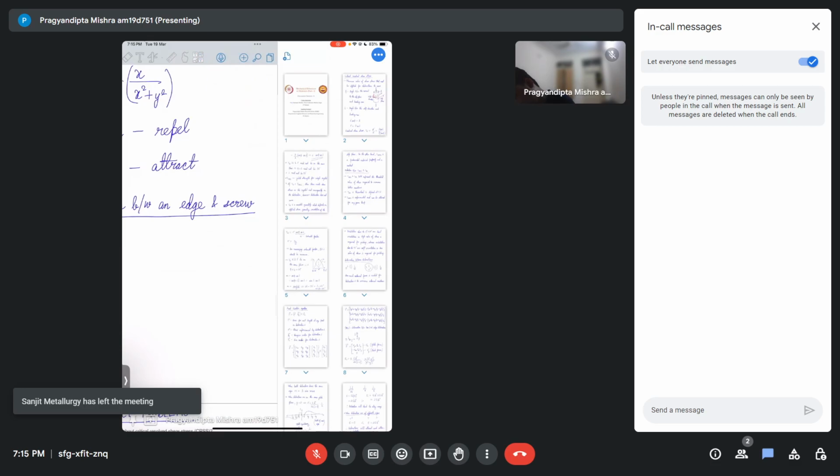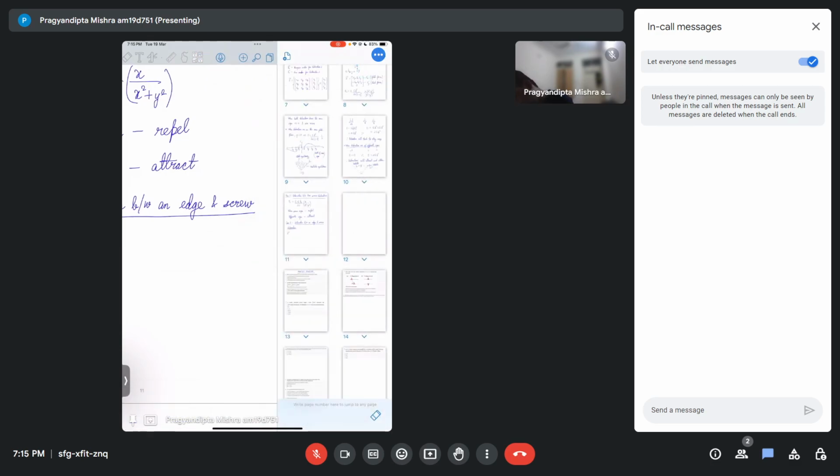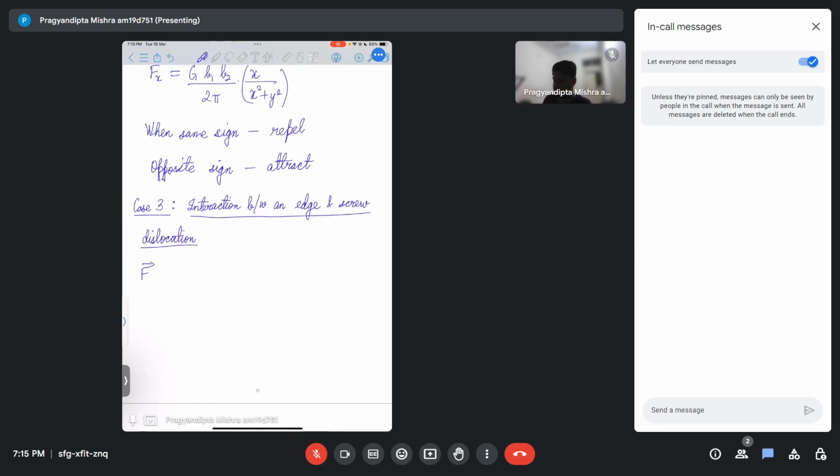Now why is that so? Why can't edge and screw dislocation interact with each other? Because essentially screw has shear characteristics while edge does not. What does edge have? Edge has tensile and compressive characteristics, right? Above and below the edge dislocation, you will see tensile and compressive stresses, while screw has more of a shear characteristic. So their forces will not align with each other. They will not act with each other, right? So it will become 0, 0, 0. Essentially, no force will be acting on screw dislocation due to edge dislocation and vice versa.